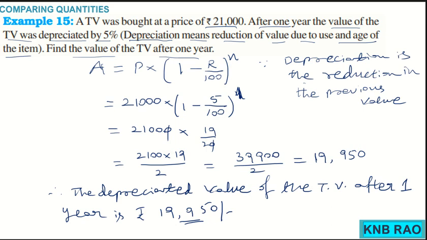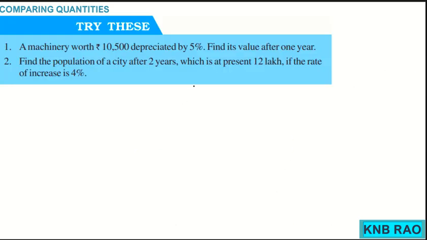Now coming to the further, here I have got try these questions. First question, a machinery worth 10,500 depreciated by 5%, find its value after 1 year. So, you have to use the formula P into 1 minus R percentage by 100 raised to the power n to find the depreciated value. And in the second one, find the population of a city after 2 years, which is at present 12 lakh, if the rate of increase is 4%.